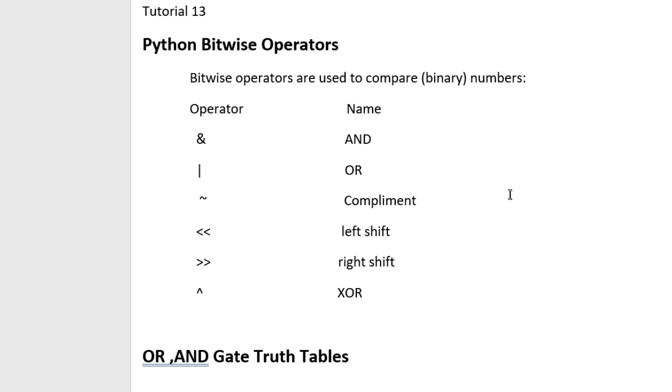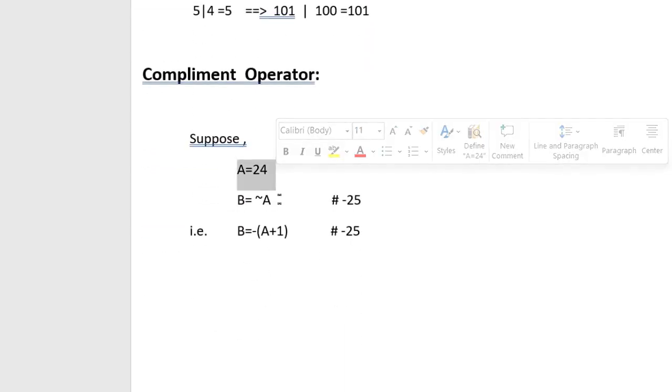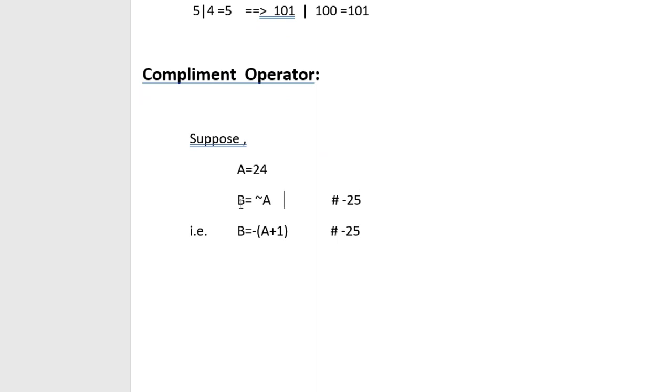Now guys, we move ahead and talk about the next operator, which is the complement operator. Suppose we have the variable A equal to 24, and when I use B equal to the complement of A, it returns -25. And when you use B equal to minus A plus 1, it also returns -25, because this line is equivalent to that.